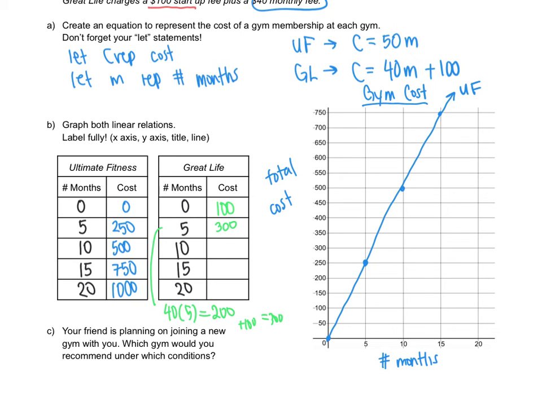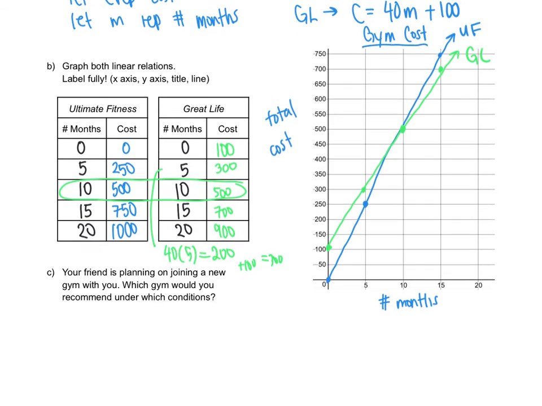So $40 per month for 10 months, that's $400, and when I add on the initial, it's $500. And at this point, maybe you see that you're just going up by 200, or you use the formula. So 15 times 40 is 600, plus 100 is 700, and so on. So let's plot these points. So 0 months is $100. Then we're at 300. Then we're at 500. So that is our point of intersection right there already. For 15, we're at 700, and then we're off the page. Okay, and this is Great Life.